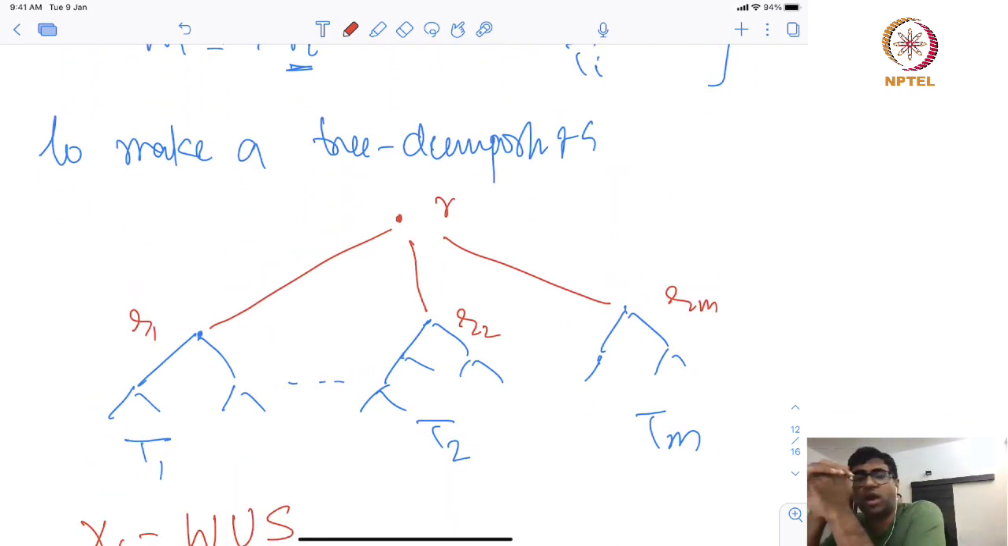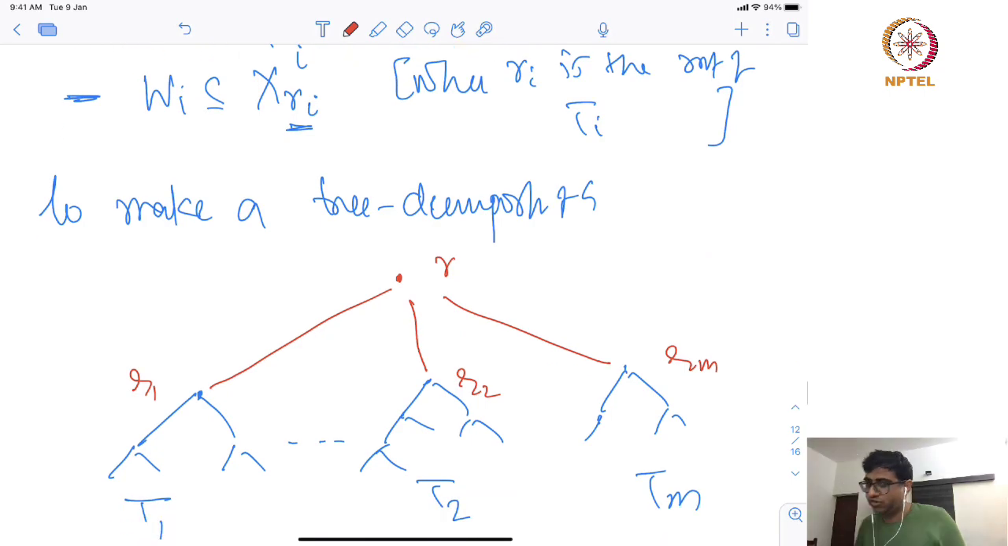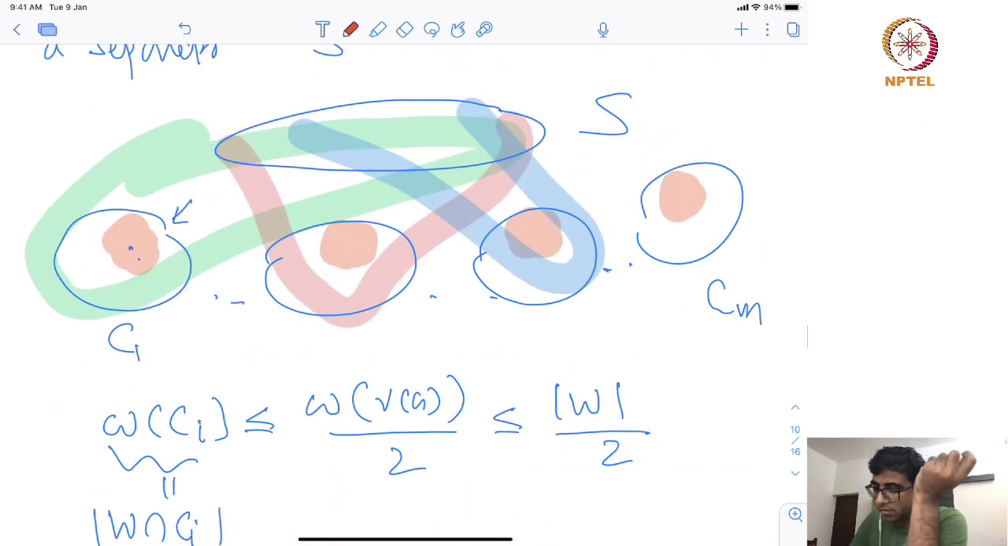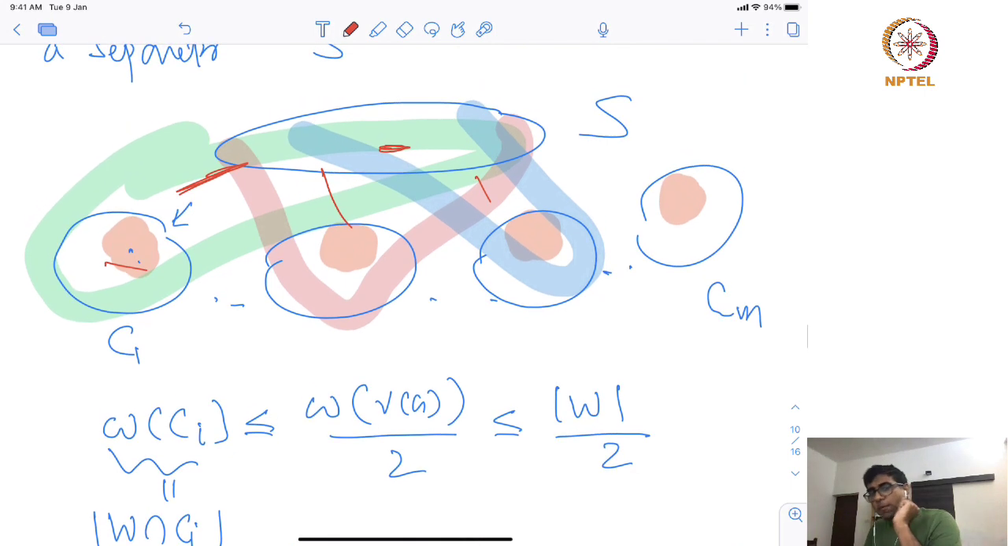Let's ask ourselves why this is a valid tree decomposition. Look at any vertex. Definitely every vertex appears in some of the bags. And what about any edge? My edge is either completely contained inside one of the pieces, or it is completely contained inside the root bag. All these edges are taken care of when we talk about C_i union S. So every edge is perfectly fine.